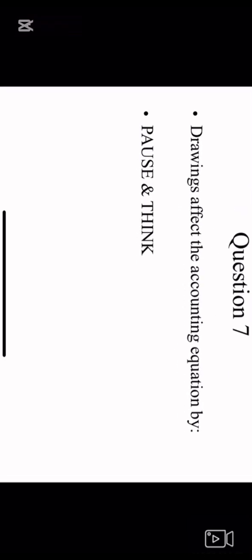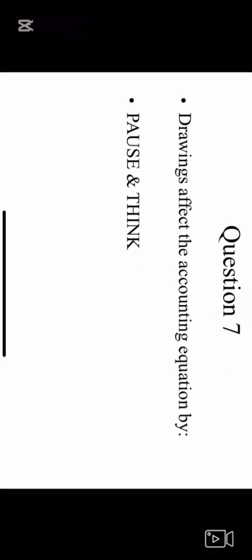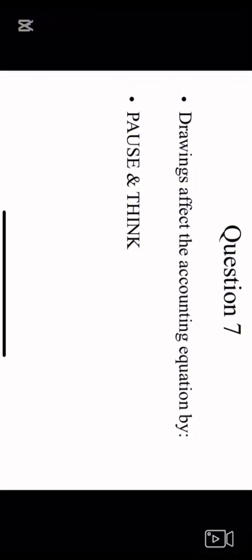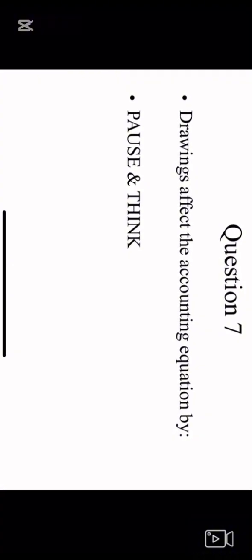Question 7. Drawings affect the accounting equation by reducing assets and reducing capital. That is the correct answer.